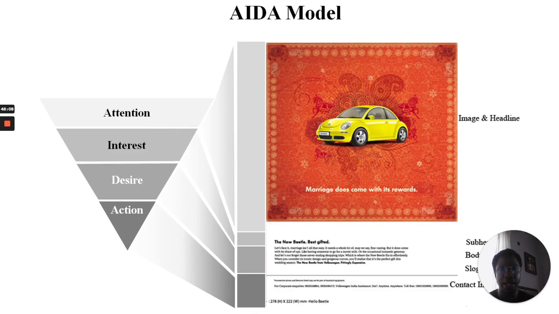Another example here: when you look at the attention, the attention is the image and the headline. "Marriage does come with its reward." So that's the first thing. When I came to the slide, the first thing that grabbed your attention is maybe the car, because all the other things are smaller, right? And if you are interested, you then move to the smaller parts for more information, and then desire, and then you have a call to action, which is to call or contact somebody.